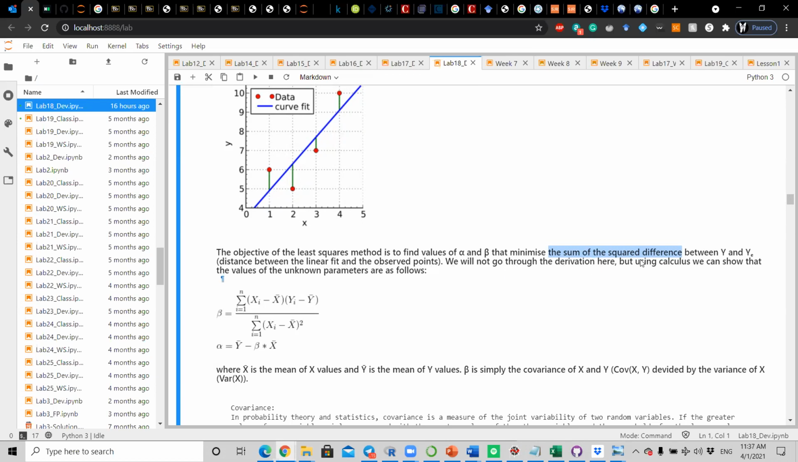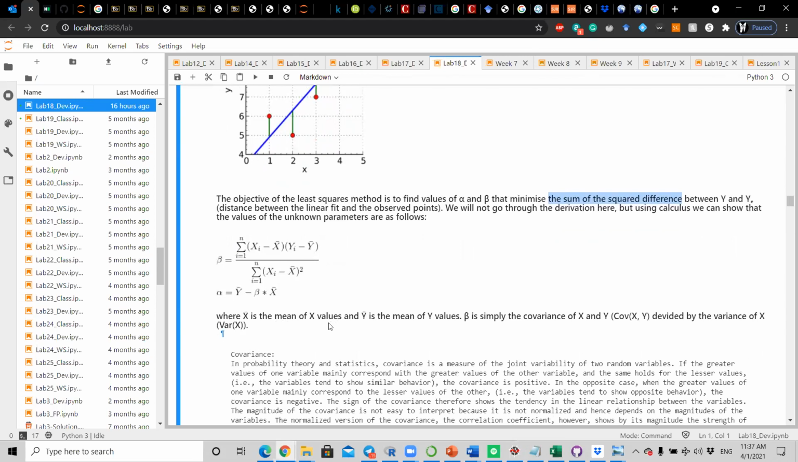We will not go through the derivation here, but using calculus, we can show that the values of the unknown parameters are as follows. So this is how we calculate beta and alpha. We have a formula for beta, which is calculated based on the x and y's of each point and the average x and average y. And once we calculate beta, we just put it in the equation and we calculate alpha. X bar is the mean of x values, y bar is the mean of y values. Beta is simply the covariance of x and y.